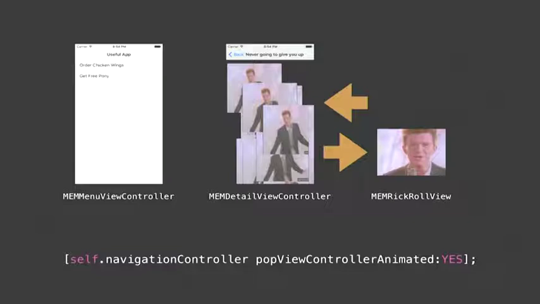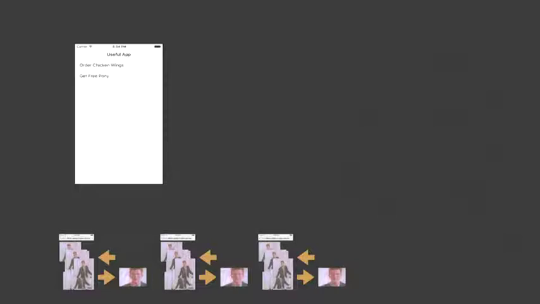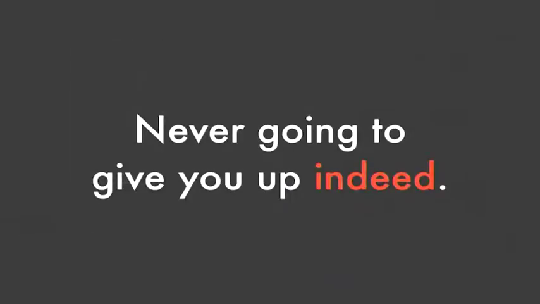Then the user taps back. The navigation controller pops that view controller and removes it from its array of view controllers. But since that Rickroll view also has a strong reference to the detail view controller, the detail view controller retain count is not 0, and therefore it's not released. Thus, it leaks, and it's inaccessible, and it's deadlocked. And this will happen again, and again, and again, until the app is terminated by iOS because you're using too much RAM. Never gonna give you up indeed.